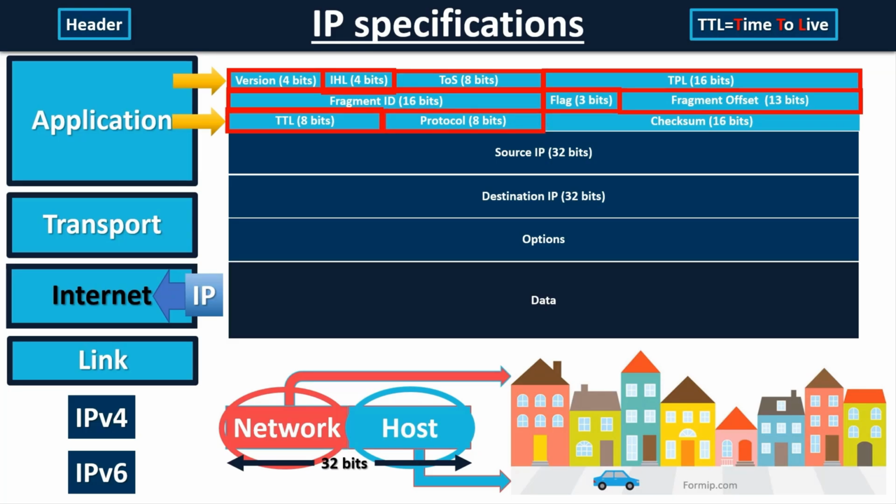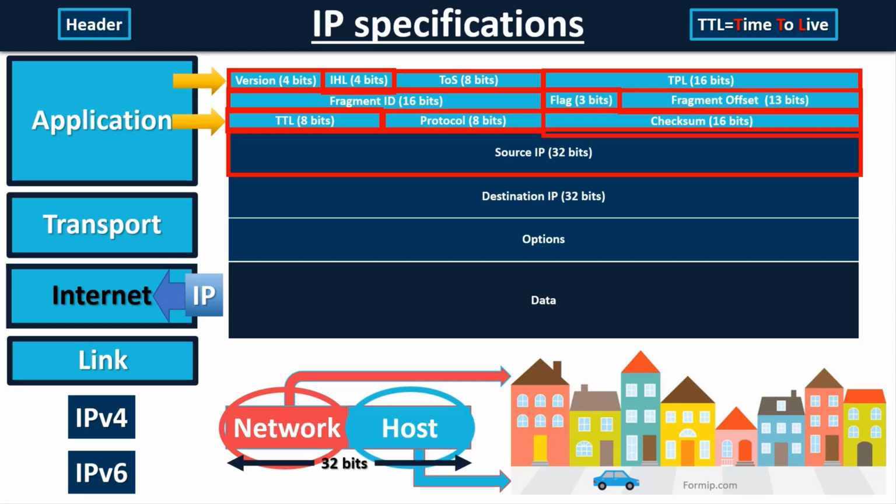The protocol field indicates the protocol that is used for the data in the packet. That is to say, what is in the data field. The checksum field is used to check the integrity of the header. If it considers that the packet has been modified in its route, then it will be destroyed.